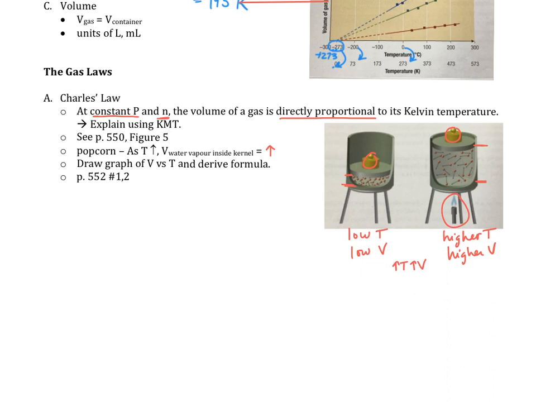What does that look like if we represent it in a graph? Well, to have volume versus temperature, we see at low temperatures, so down here, there'll be a low volume, so perhaps here.